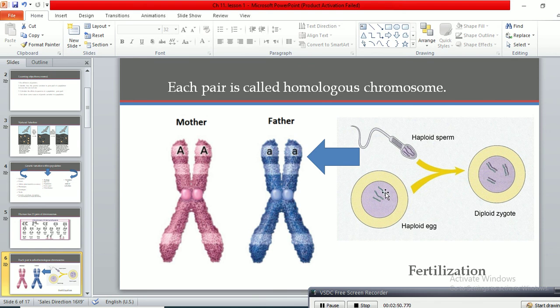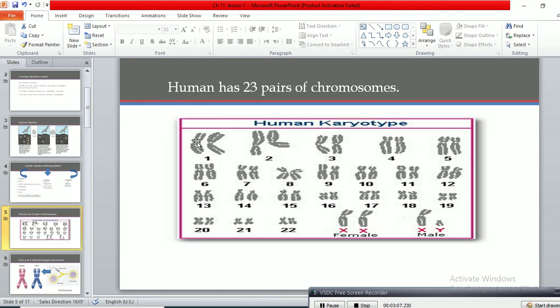If you go back here to this chart, which is called a karyotype, it shows the human homologous chromosomes. You'll find that they are in pairs, one from the father and one from the mother, and so on. This pair is called a homologous chromosome.